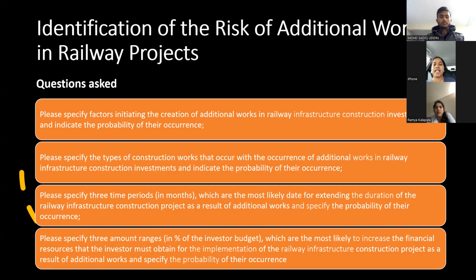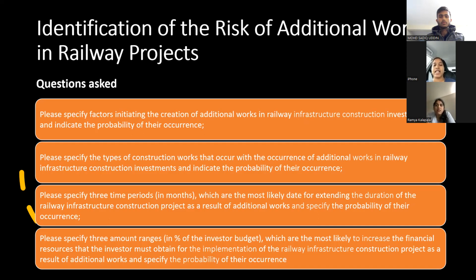So basically, a questionnaire containing more emerging factors of additional work in construction is projected to the subjects. So this questionnaire mainly consists of questions like specifying factors that lead to formation of additional works in railway infrastructure construction investments, as well as what is the probability of them occurring. The second question would be the types of construction activities that occur as a result of additional work in railway infrastructure construction investments, as well as the probability of the risk.